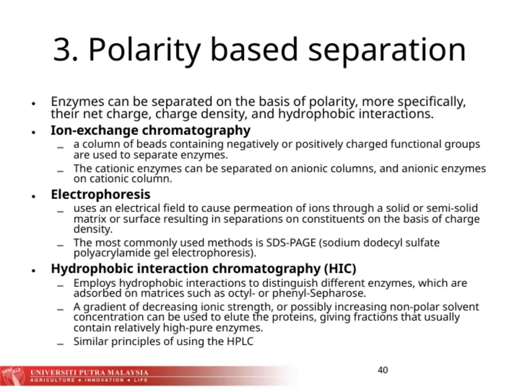Enzymes can be separated based on their polarity, which essentially relates to their net charge, charge density, and hydrophobic interactions. These properties influence how enzymes interact with different separation mediums. One common method is ion exchange chromatography, where we use a column filled with beads that have either negative or positive functional groups. By passing a mixture through this column, enzymes with opposite charges are attracted and can be separated effectively. For example, cationic enzymes are separated on anionic columns, while anionic enzymes are captured on cationic columns.